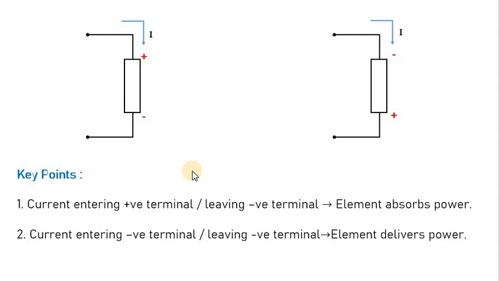You cannot make any comment on the absorbed or delivered power if only the direction of current is given or only the polarities are given. You need both things. You need the polarity and you also need the direction of current. Only then can you comment on absorbed or delivered power.